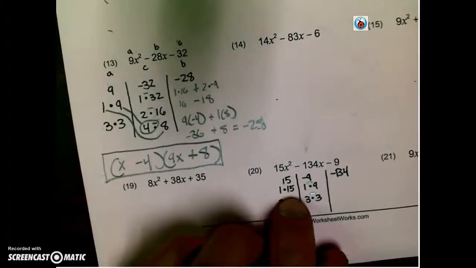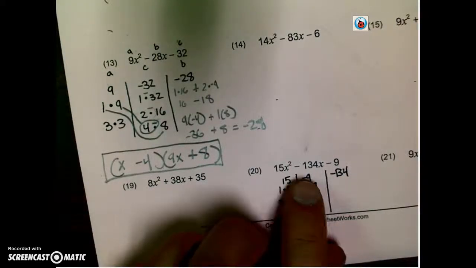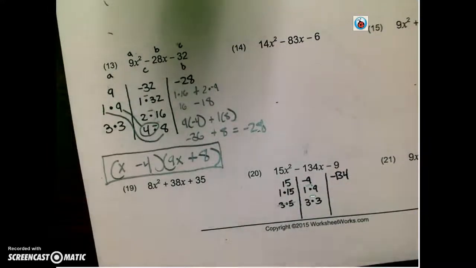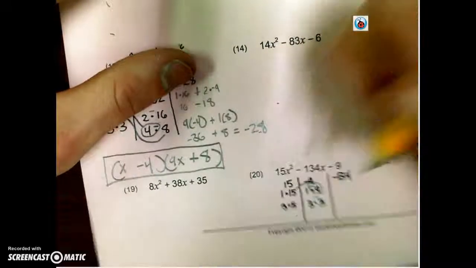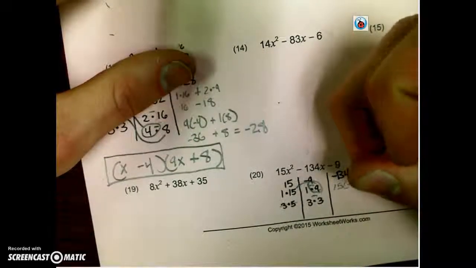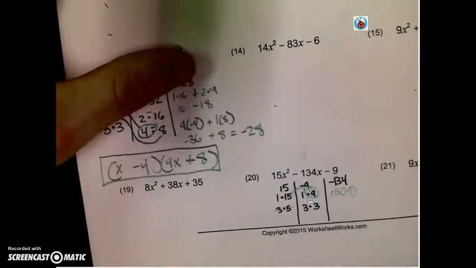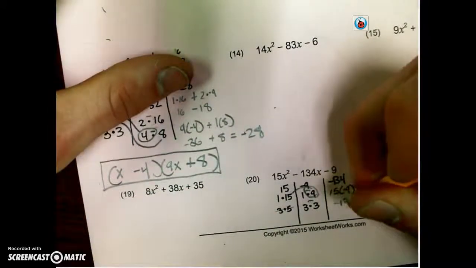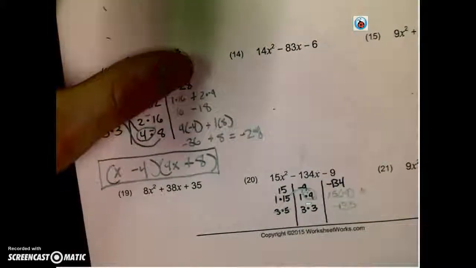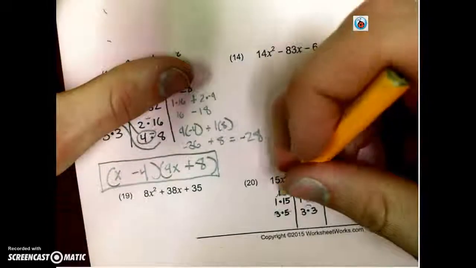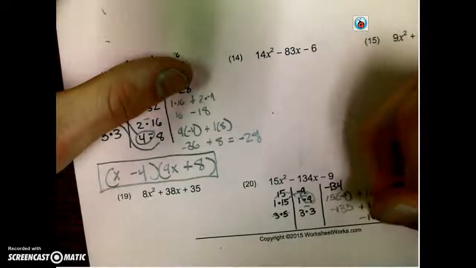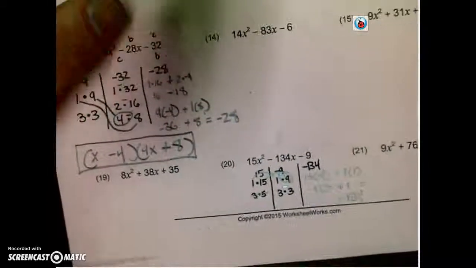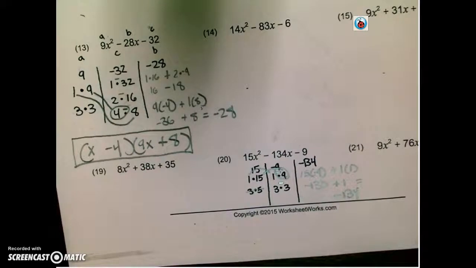So I'm looking to maybe get a big number, so I'm thinking maybe 15 times a negative 9, and I'll see where that takes us. 15 times a negative 9 takes me to a negative 135. Now when I add the 1 times the 1, we see that we do get our negative 134. So that's the combination that we need. So we'll be able to write out our final answer.